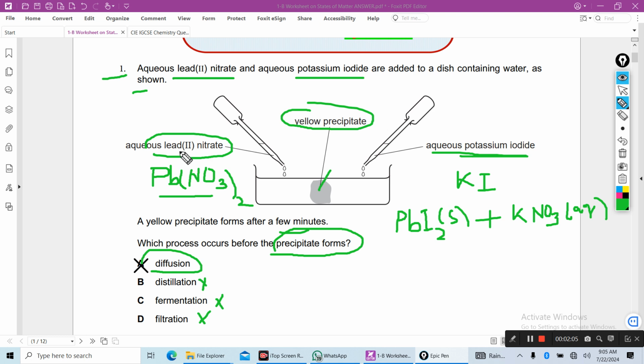So in aqueous lead nitrate, lead ions and nitrate ions diffuse, they move, and in potassium iodide, potassium ions and iodide ions diffuse. Then lead ions react with iodide ions to produce a yellow precipitate of lead iodide. So here movement of ions, I mean diffusion, occurs.